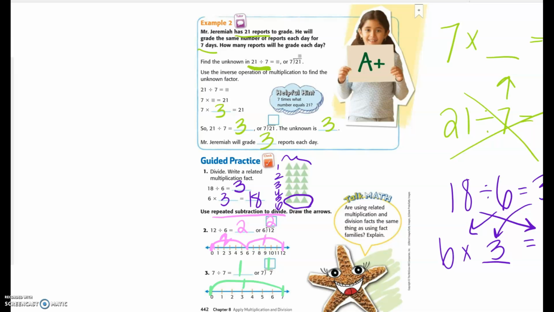Again, when you're done, check the answers on the next slide of the Nearpod, and then you can go ahead and work on the homework for Chapter 8, Lesson 3. All right, you guys, good job today.